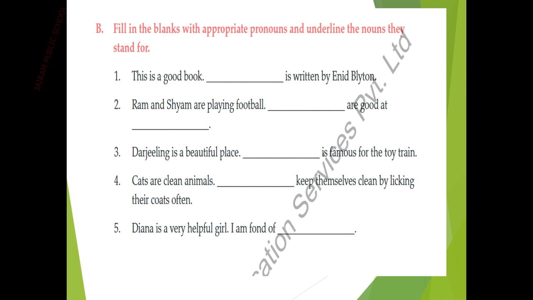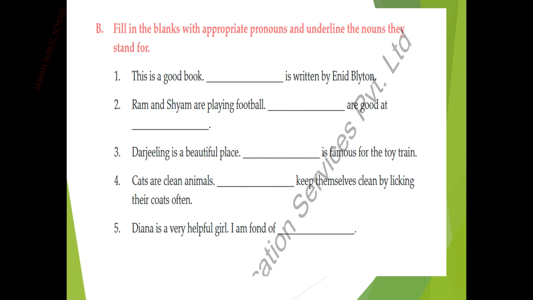Number 3. Darjeeling is a beautiful place. Dash is famous for the toy train. Darjeeling is the name of a place, which is called a noun. So instead of Darjeeling, you should use it. It is famous for the toy train.